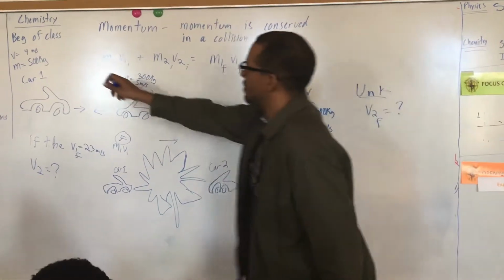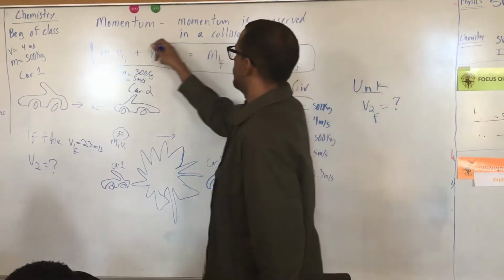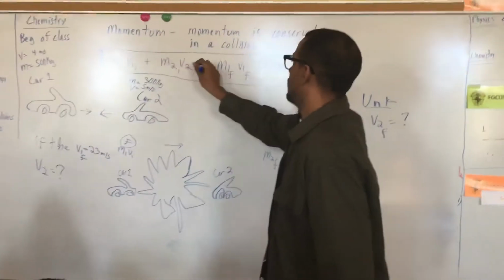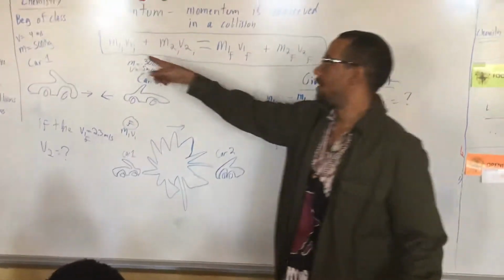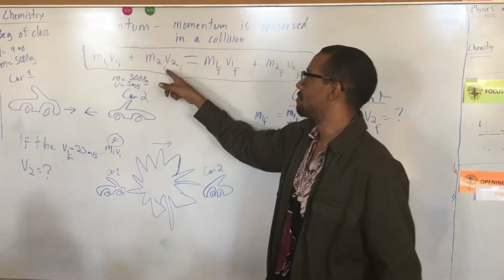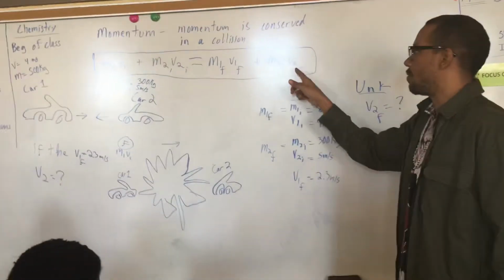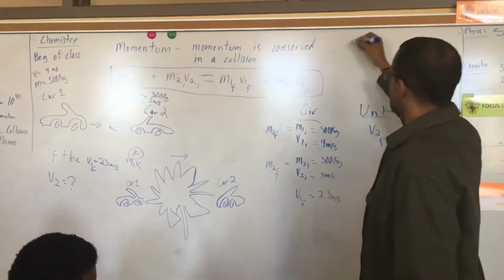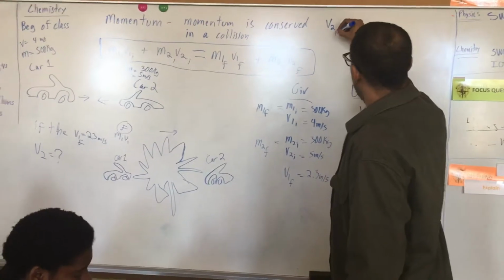So we have this equation, M1 V1 plus M2 V2 equals M1 V1 plus M2 V2 after the collision. So here, this is the equal sign. Momentum is always conserved. So the mass and velocity of car 1 plus the mass and velocity of car 2 is going to be equal to the mass and velocity of car 1 and 2 after the collision. So we'll rearrange this equation, and what we're going to get is V2 final.